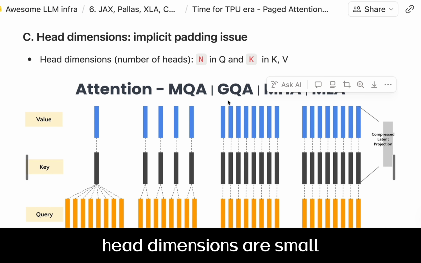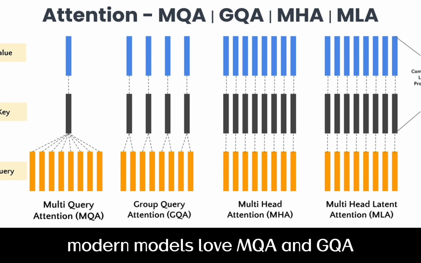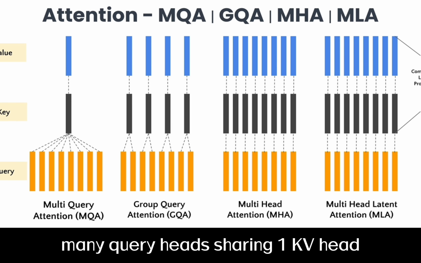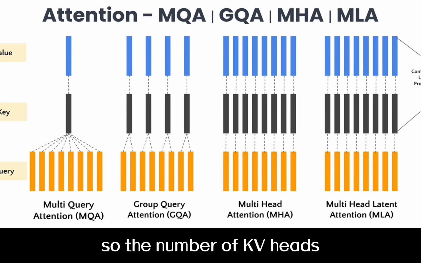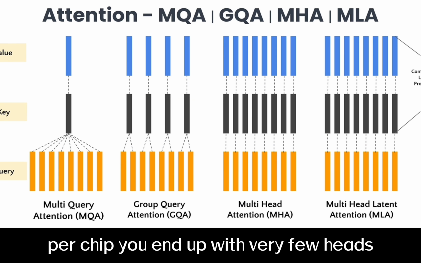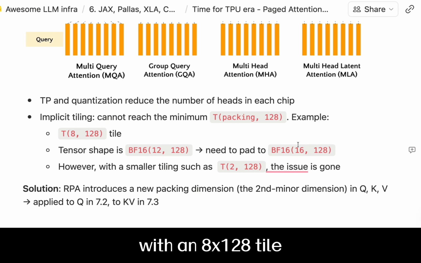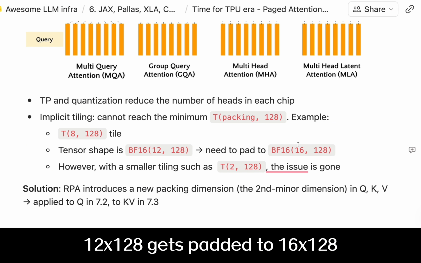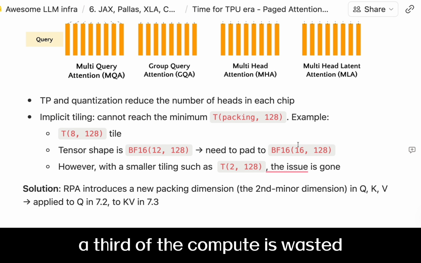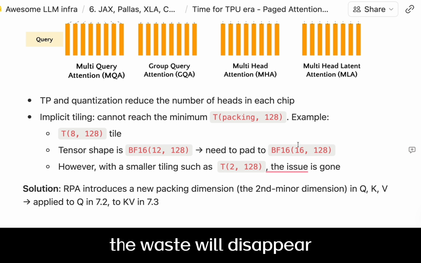Problem 3. Head dimensions are small, which can trigger implicit padding. Modern models love MQA and GQA: many query heads sharing 1 KV head, so the number of KV heads is small to begin with, and tensor parallelism slices them down further. Per chip, you end up with very few heads, and small head counts hurt. With an 8 by 128 tile, a BF16 tensor of 12 by 128 gets padded to 16 by 128. A third of the compute is wasted. With a finer tiling like 2 by 128, the waste will disappear.